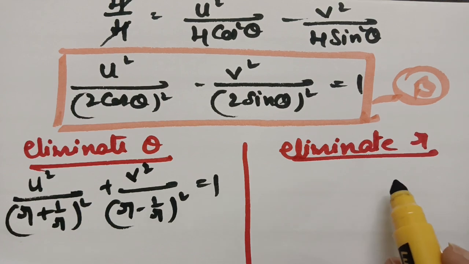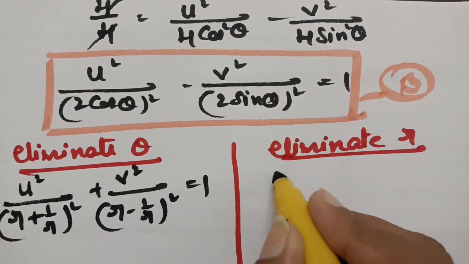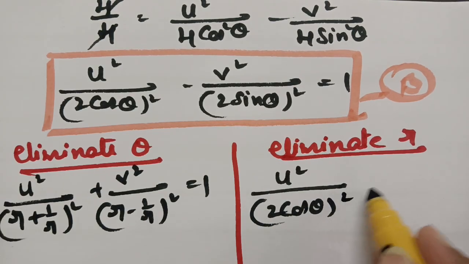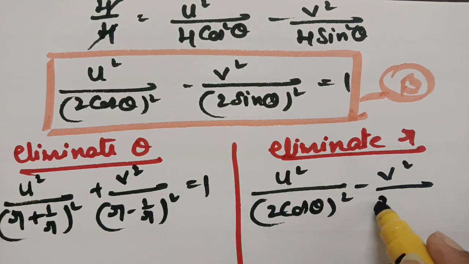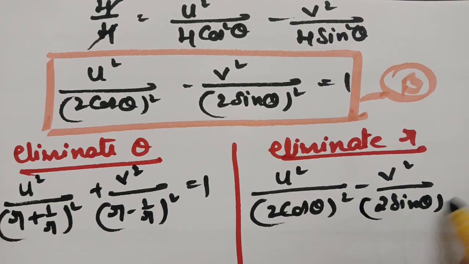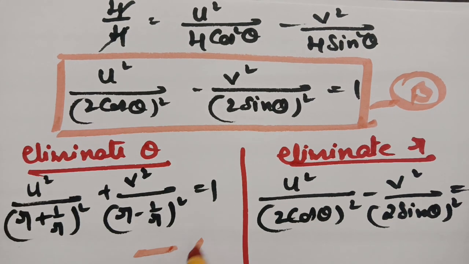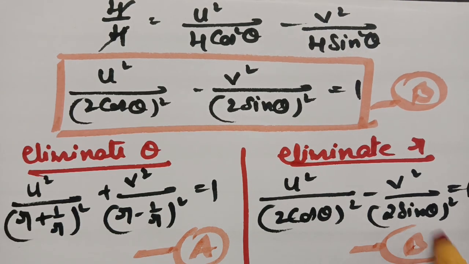And after eliminating r we got u square by (2 cos theta) whole square minus v square by (2 sin theta) whole square is equal to 1. So these are the two equations which are very important, which I named as equation A and equation B.